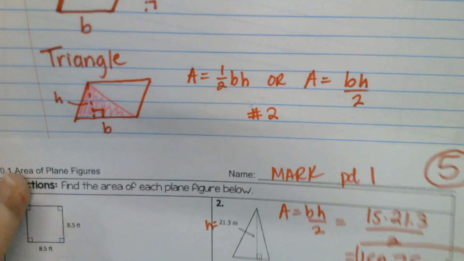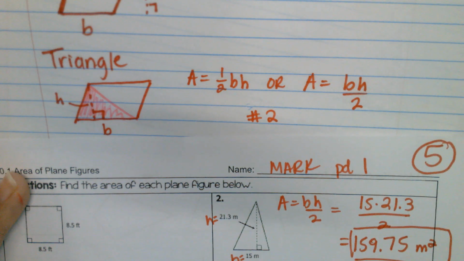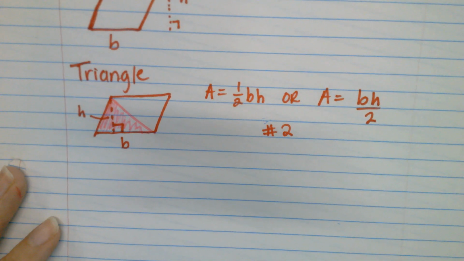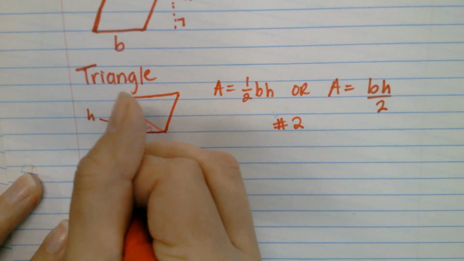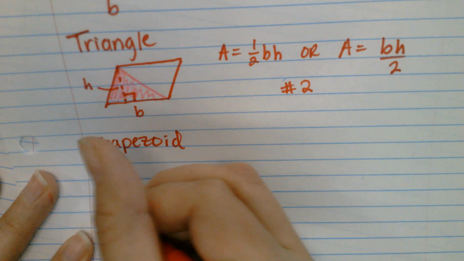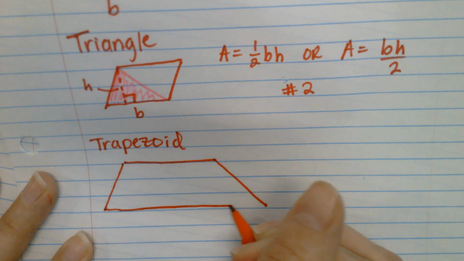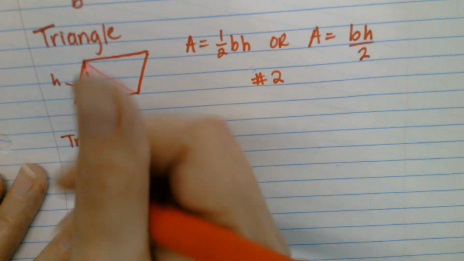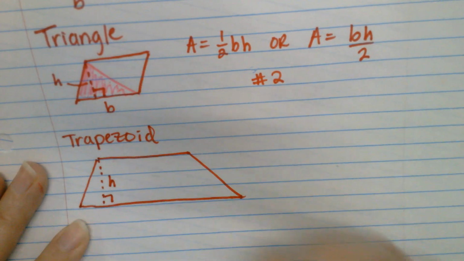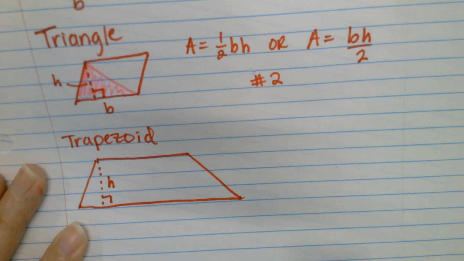Okay, let's do trapezoid next. Ready? Okay. Trapezoid. Okay, so for a trapezoid, it doesn't really matter how you draw it. I'm going to draw it kind of wonky like that, where we have the height, and then we have 2 different bases. Because the bases are not the same, you can't use the formulas that we used before.